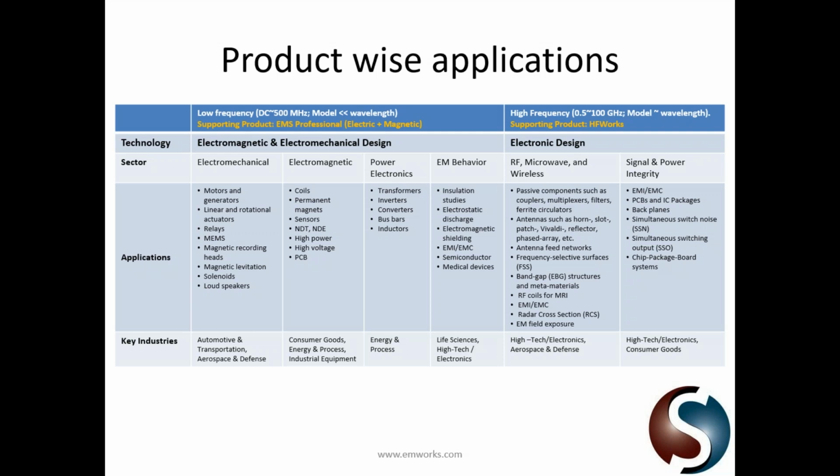products to conceive and design motors, linear generators, relays, solenoids, loudspeakers, coils, transformers, etc. On the other end, when you're looking at high frequency passive components, RF and microwave components, which is really in the electronic designs, antennas, etc., signal integrity, we have a product called HFWorks. And this year we will be doing a series of webinars focused on HFWorks. And as a result, we will not be focusing on this product in today's webinar.